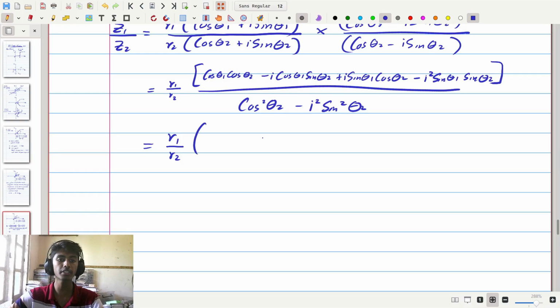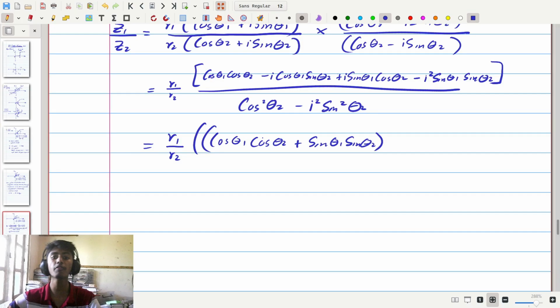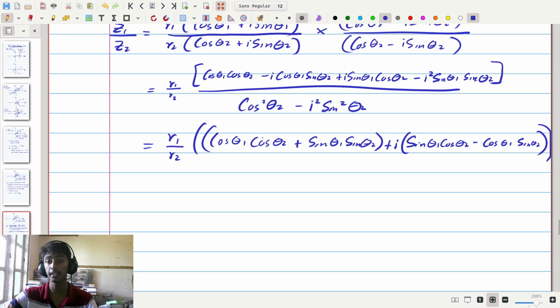So doing so, the bracket turns into cosine theta 1 cosine theta 2, plus sine theta 1 sine theta 2, and I'm going to put this inside of another bracket. And then for the other bracket, I'm going to take these two terms, take the i out of them and write plus i times, and then considering these two, I'm going to take the minus term, put it at the end, take the plus term, put it at the front, and write this as being equal to sine theta 1 cosine theta 2 minus cosine theta 1 sine theta 2. And now close bracket, and then close the second bracket.